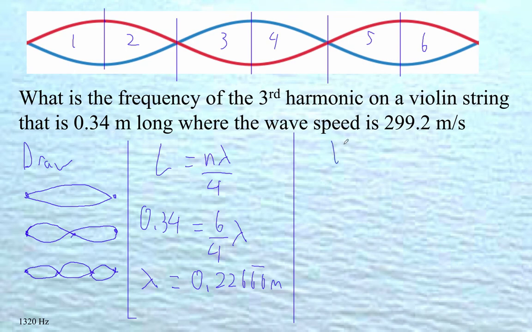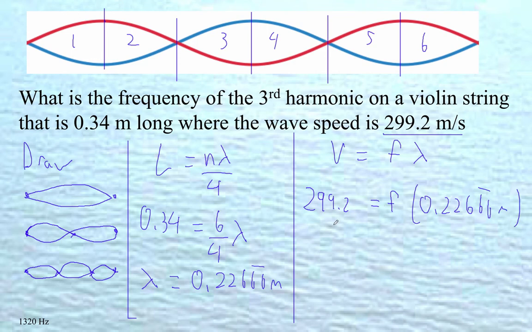So our final thing is we're going to use v equals f lambda. So we're going to plug in our velocity. There's our velocity, right? It's the only thing in meters per second. So 299.2 is equal to some frequency we don't know times 0.22666 meters. Sorry, I just can't resist. Okay, so I'm going to take this guy divided by this.